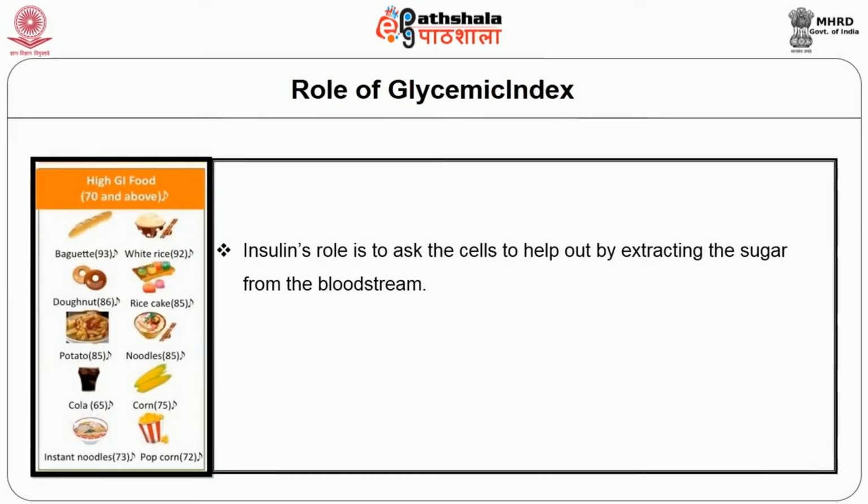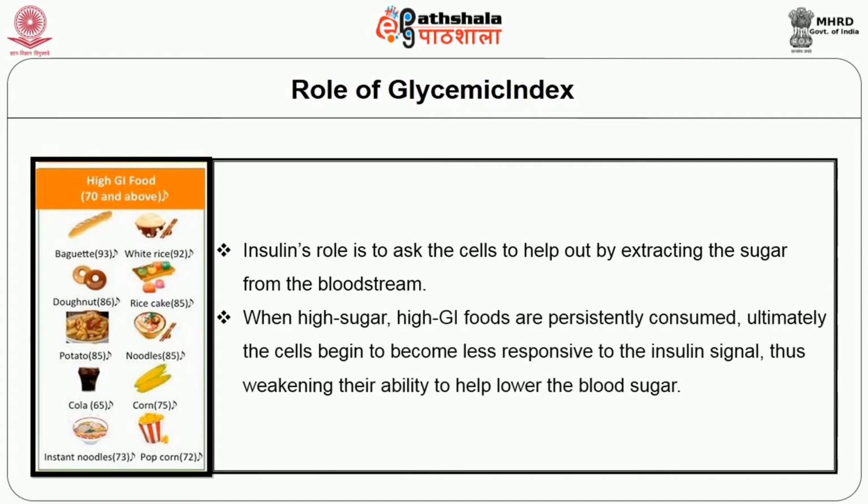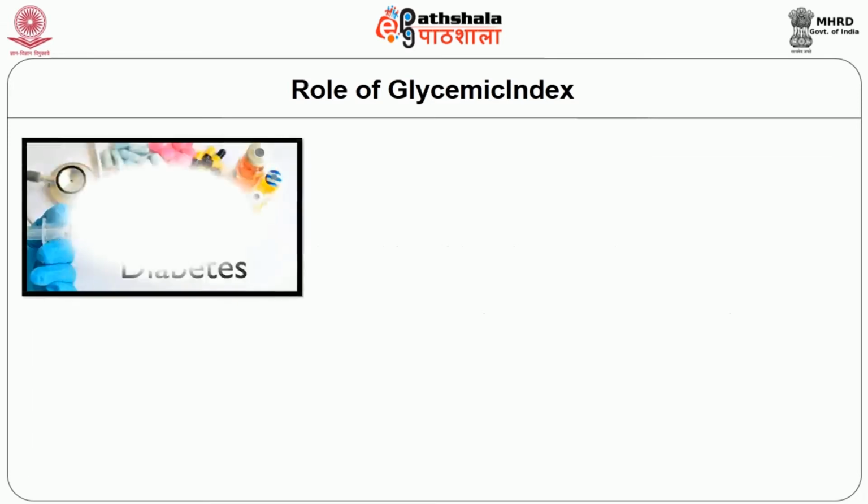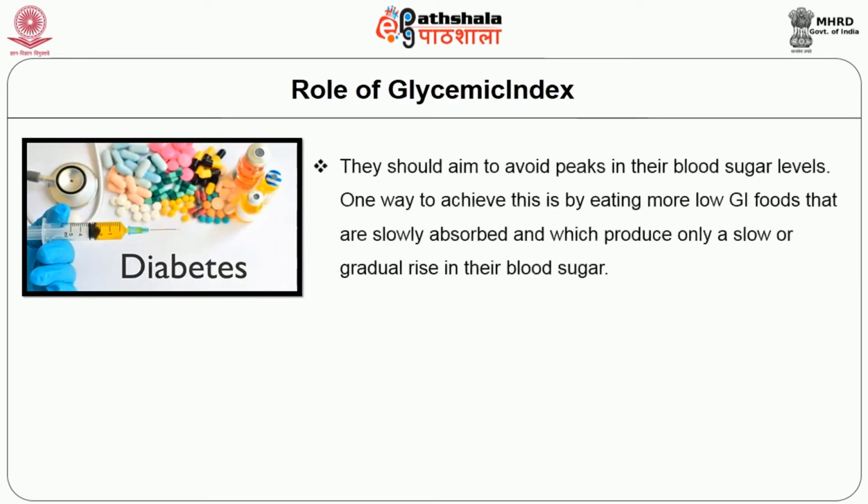Insulin's role is to ask the cells to help out by extracting the sugar from the bloodstream, and when high sugar, high glycemic index foods are persistently consumed, ultimately the cells begin to become less responsive to the insulin signal, thus weakening their ability to help lower blood glucose levels. Someone with diabetes should aim to avoid peaks in the blood glucose levels in their bloodstream.